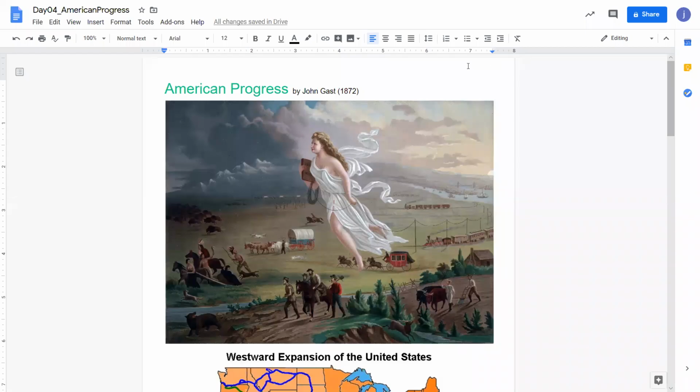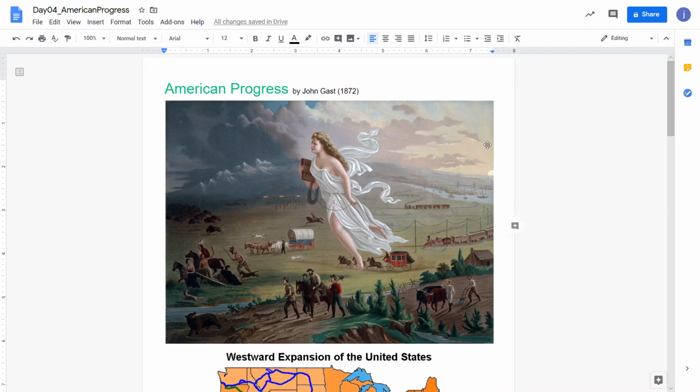Okay, day four, American Progress by John Gast, 1872. So in today's lesson, you're going to be seeing this big painting here. This painting is available on the Google Docs as well as a separate file that you can zoom in. But all you're doing is observing this painting. There's a lot of things going on in this painting.